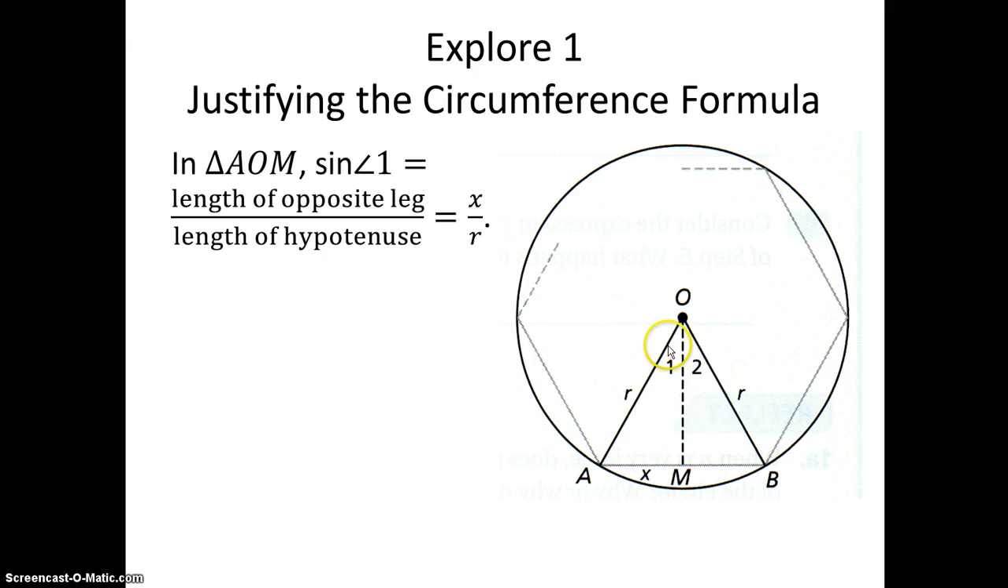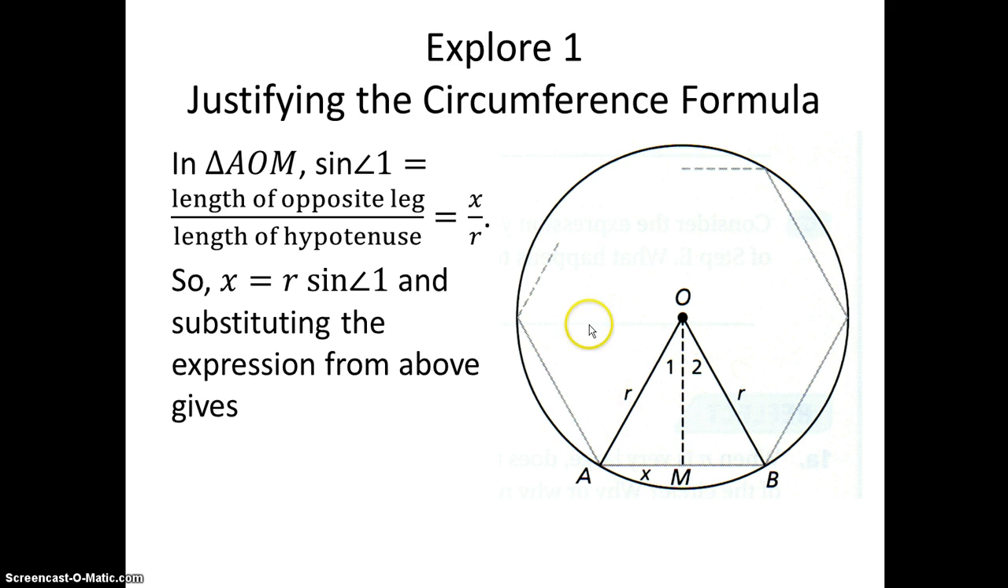Now if you look at triangle AOM, the sine of angle 1, if you remember from SOHCAHTOA, is opposite over hypotenuse. So the sine of angle 1 would be the ratio x over r. Notice that I can solve this equation, the sine of angle 1 is x over r, for x by multiplying both sides by r, and that gives me that x equals r times the sine of angle 1. But we already know the measure of angle 1 in terms of n. It's 180 degrees divided by n. So now we have an expression for x that involves r and n.